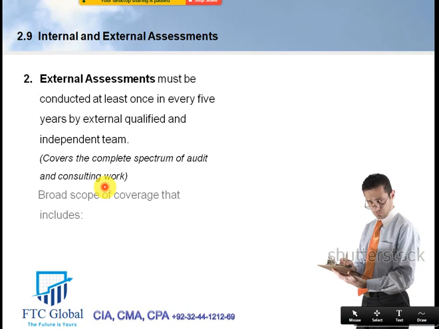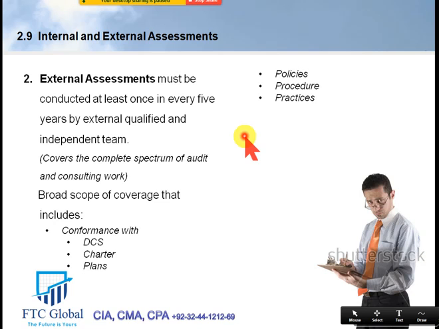The scope of their work includes, first of all, to what extent the internal audit department conforms to or follows the DCS, that is definition of internal auditing, code of ethics, and S stands for the standards. To what extent the internal audit department follows the charter, we have read much about in detail. To what extent the internal audit department follows the plans, the policies, the procedures, and the practices, or any other applicable regulatory or legislative requirements. So these are the criteria through which the external assessor assesses the quality of internal audit department, the conformance to DCS, the charter, the plans, policies, procedures, and practices. We have done all these in the previous lectures, and any applicable regulatory and legislative requirements.